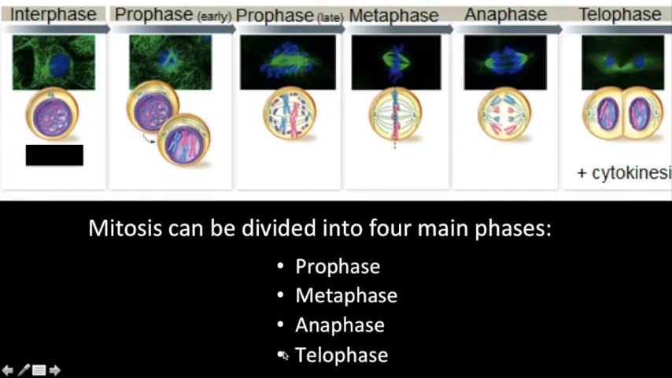When it's time for the quiz and you're trying to remember the phases of mitosis, just remember PMAT. Please make alligator tacos. You could probably come up with a better mnemonic than that. There's plenty of good mnemonics to help remember.